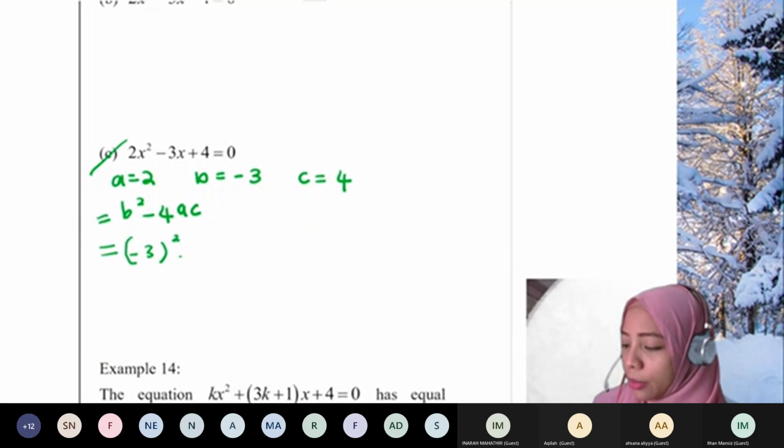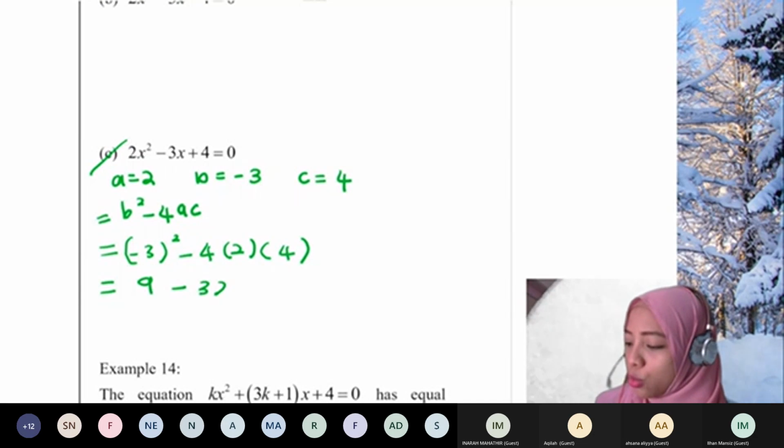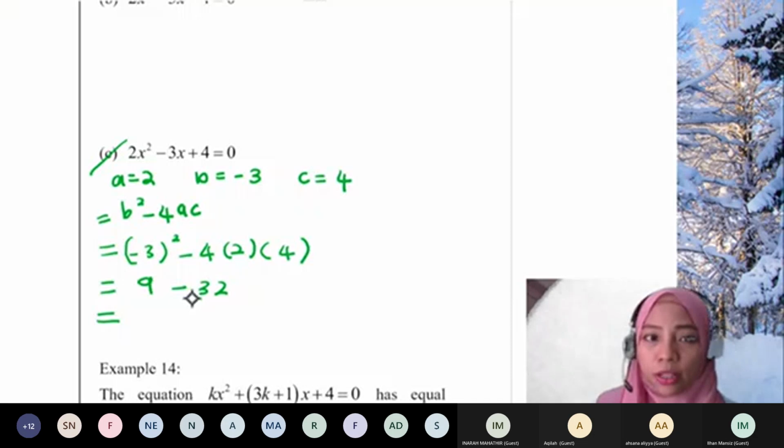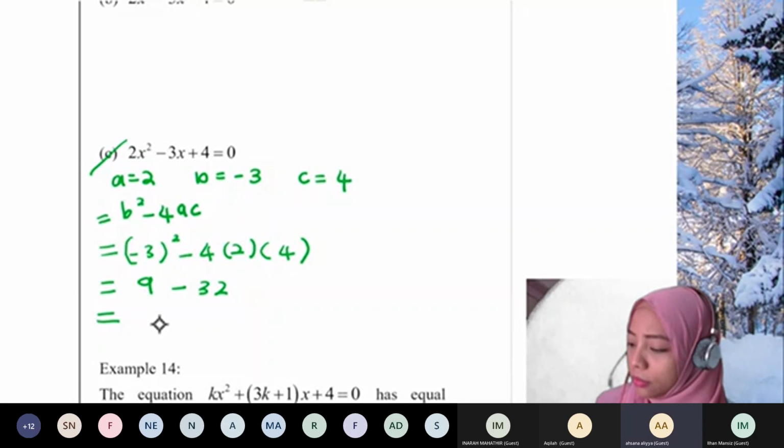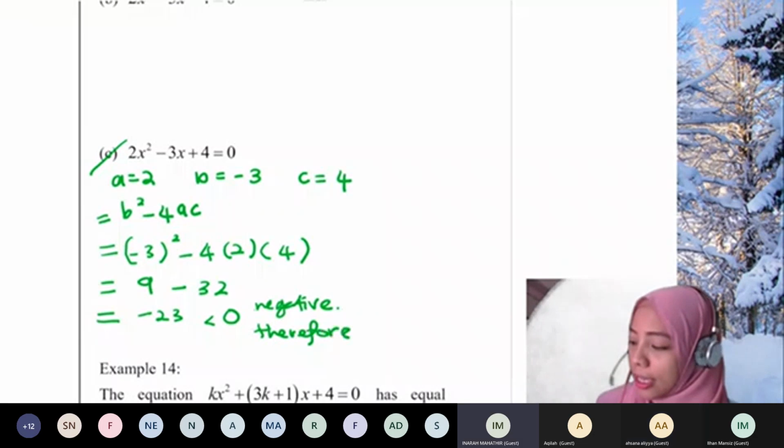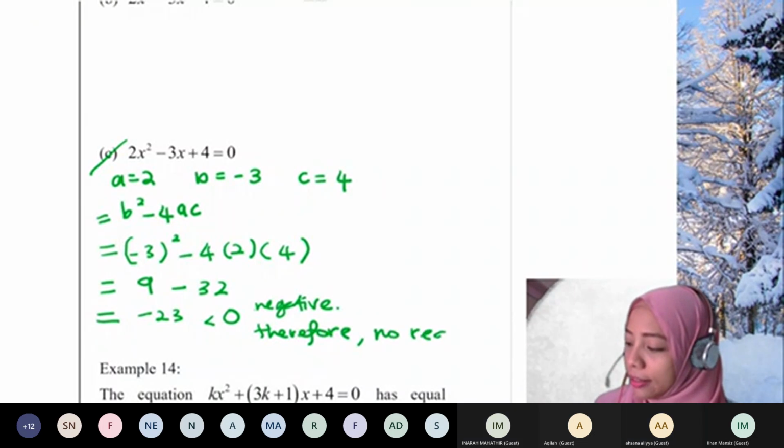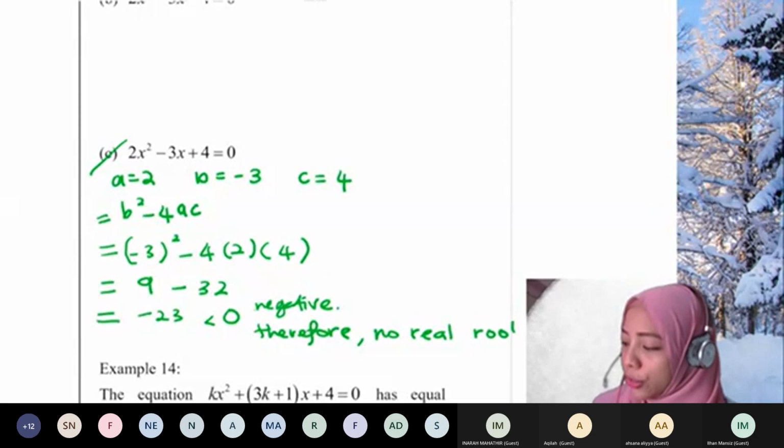-3 square minus 4, A is 2, C is 4. So -3 square you get 9. 8 times 4, 32. So 9 minus 32, everyone? -23. Okay, -23 is less than 0, or in other words it is negative. Right? So what's the conclusion? Therefore, no real root. There must be the word real. Roots.